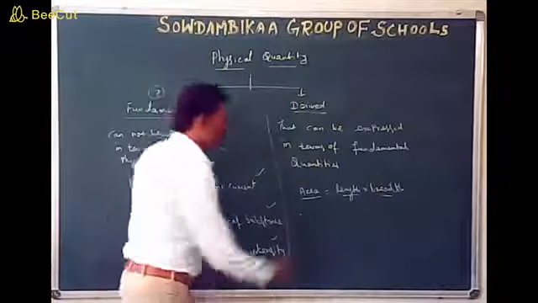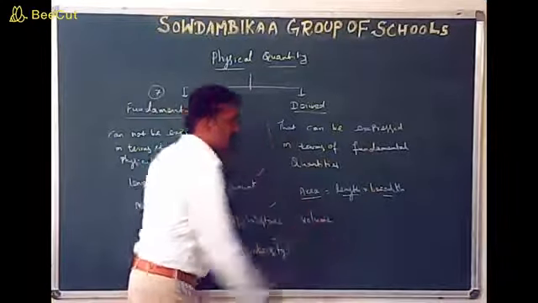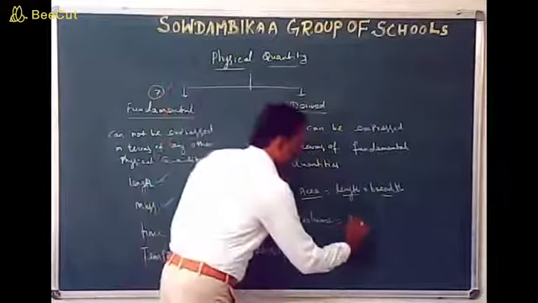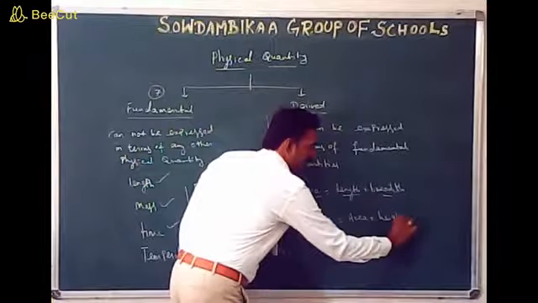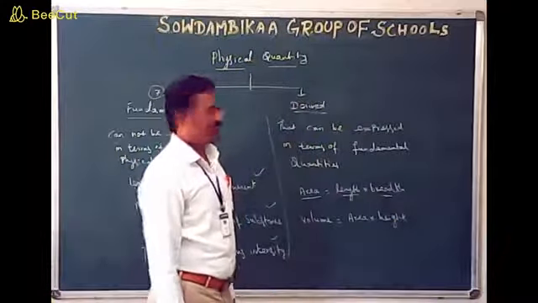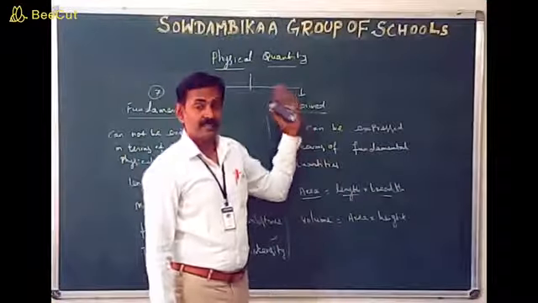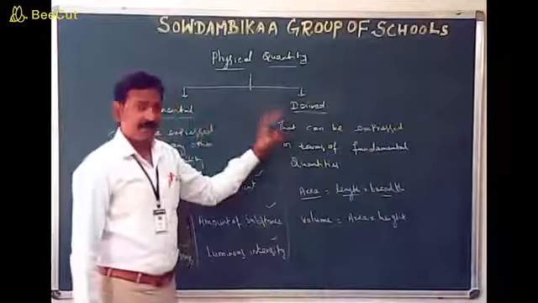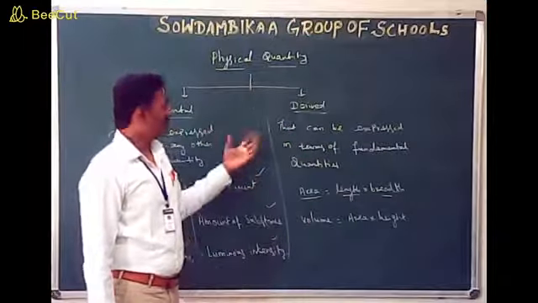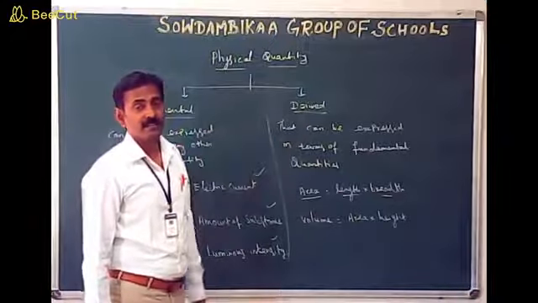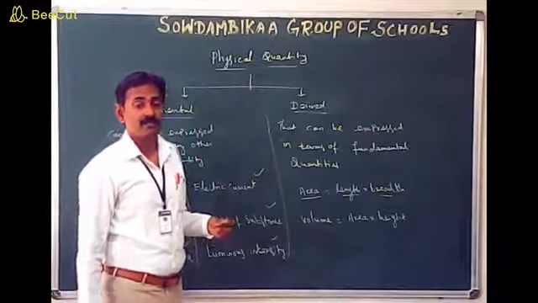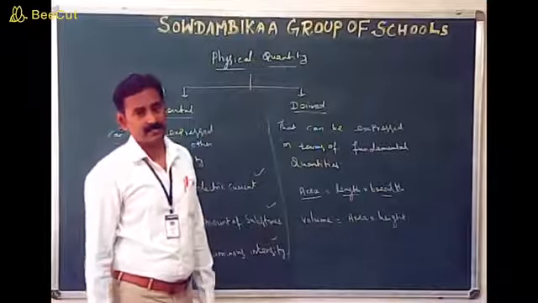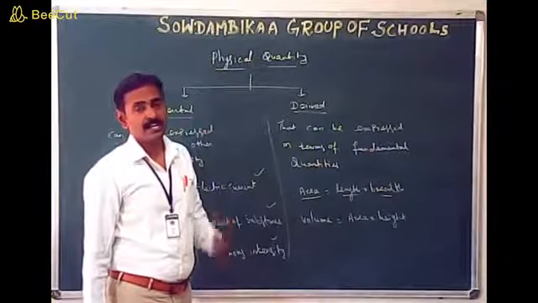In such a way, volume is equal to length into breadth into height, or otherwise area into height. So many derived physical quantities are there. In this lesson we are going to see fundamental and derived quantities, and using them, how we study the dimensional formula. The dimensional formula in physics is used for how many purposes? That is the usage of dimensional analysis. So today's topic is dimensional analysis.